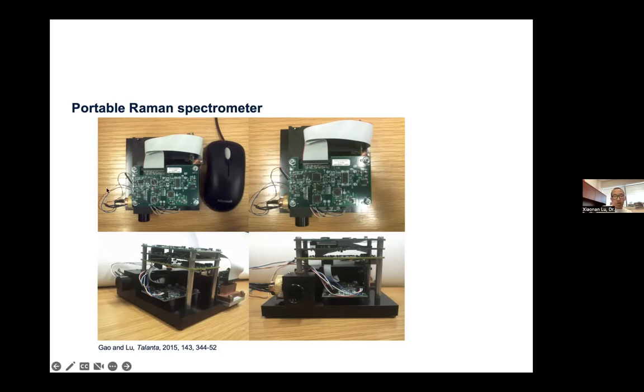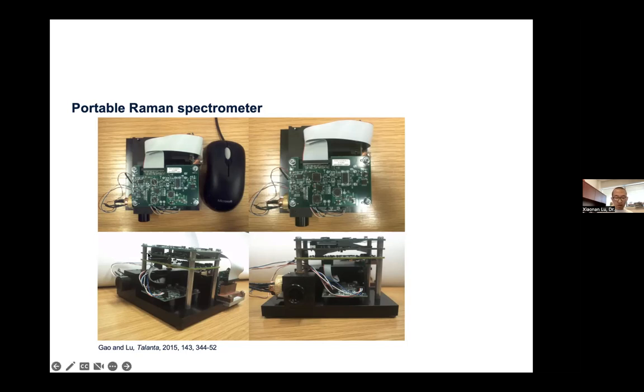This is the spectrometer that we developed. You can see the size is comparable to a mouse, and the weight is about 2 kilograms. So you can carry the portable Raman spectrometer device to the grocery store or to the farm for different applications. There are 3 layers of control panels for this homemade portable Raman spectrometer.